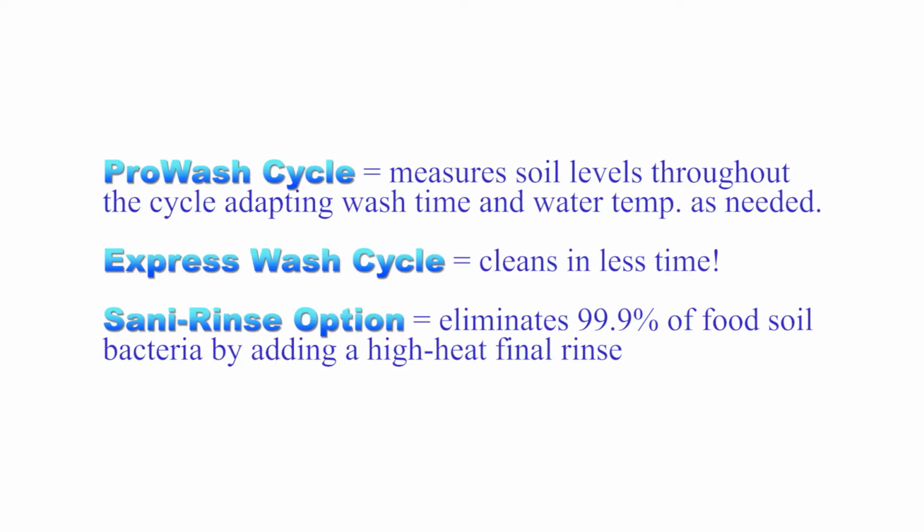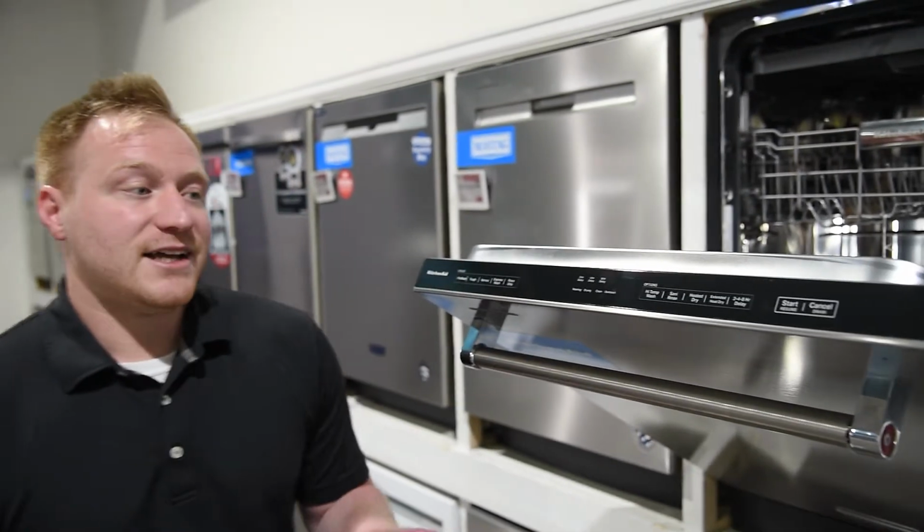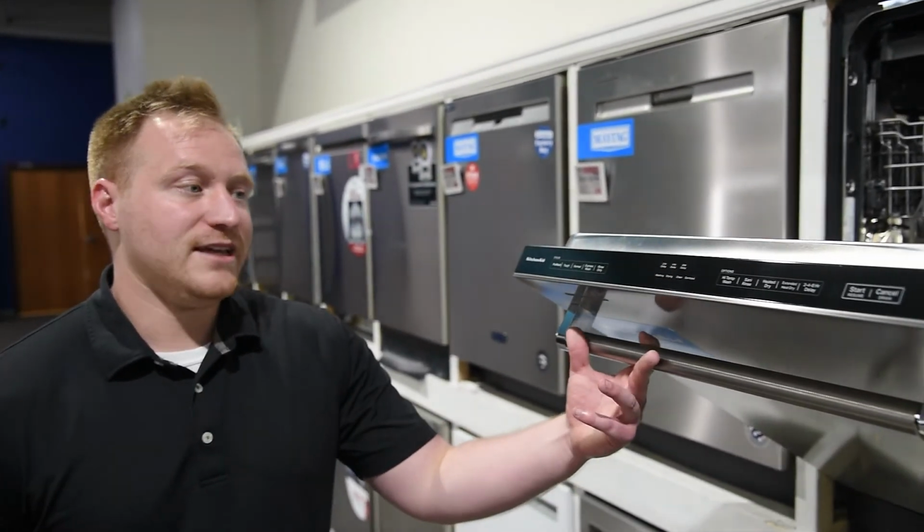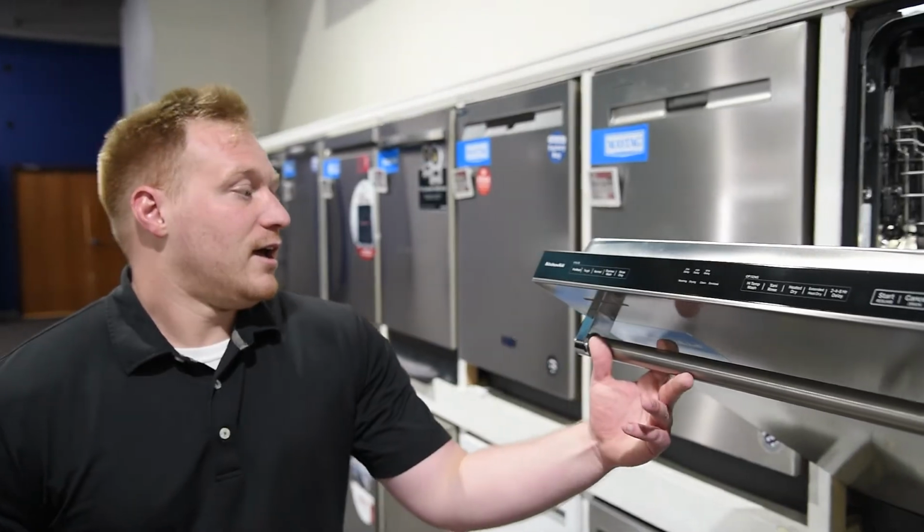where, especially if you do have baby bottles, things of that nature, where you want to make sure that you are actually cleaning things really well. Sanitized cycle is nice for that. It does have the heated dry and the extended heated dry.